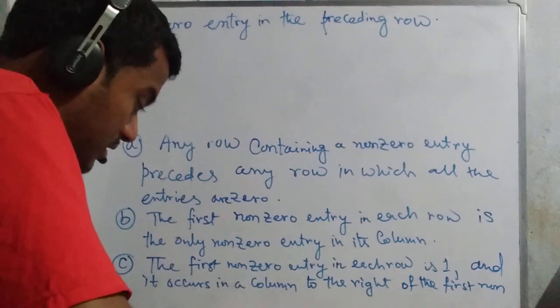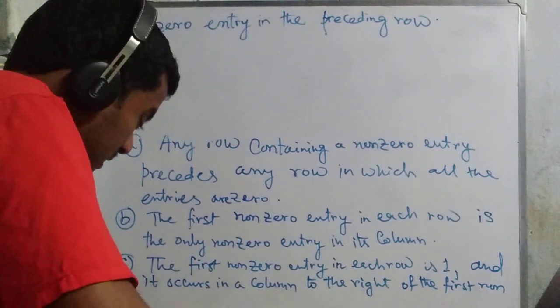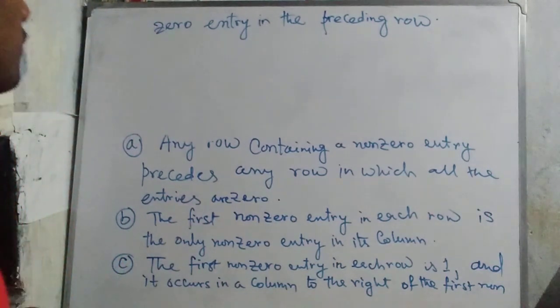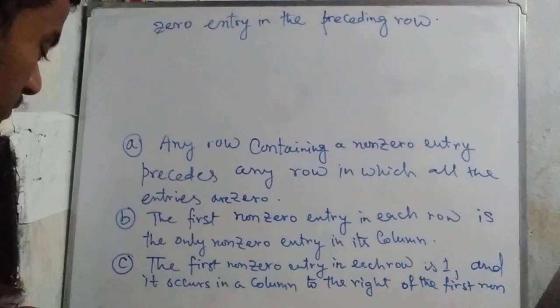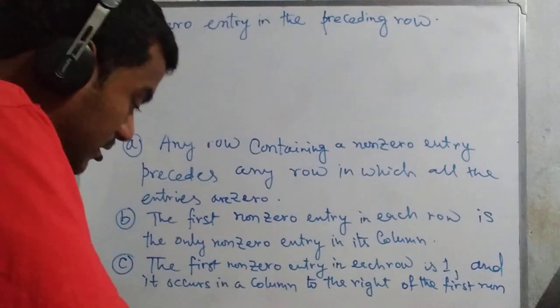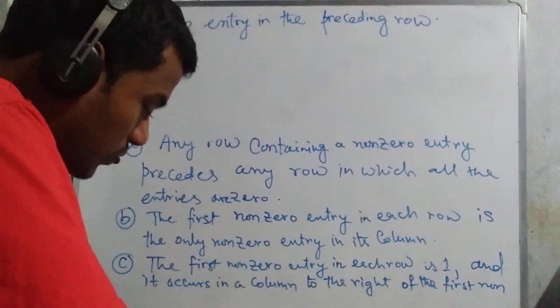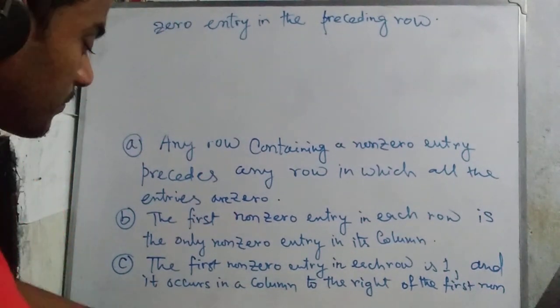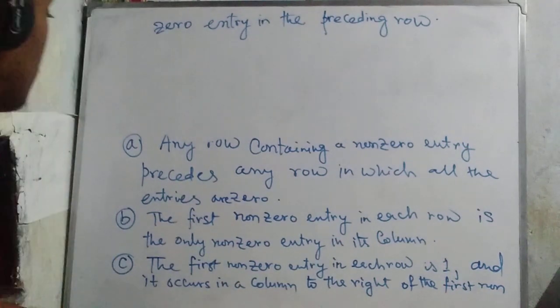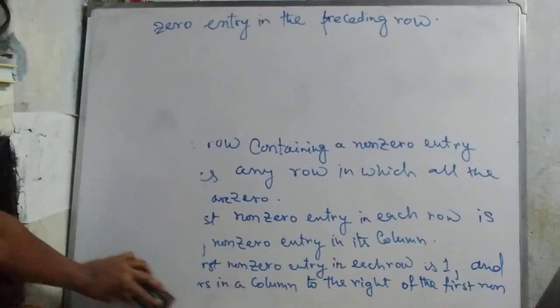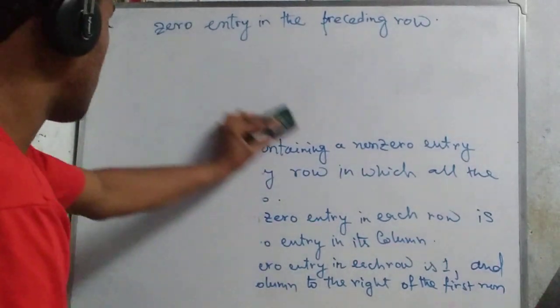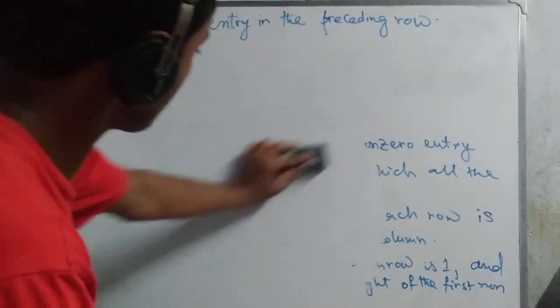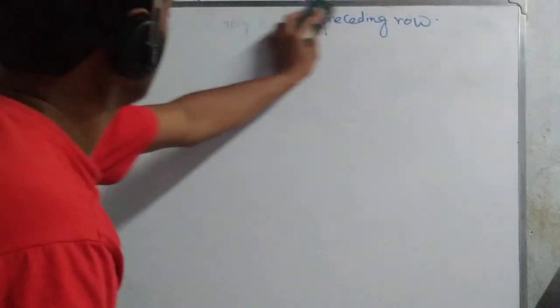Now we discuss some matrices. We know the identity matrix is one example of a matrix in reduced row echelon form. Now we're going to discuss some matrices which do not belong to reduced row echelon form, and we also give the reasons. Understood?